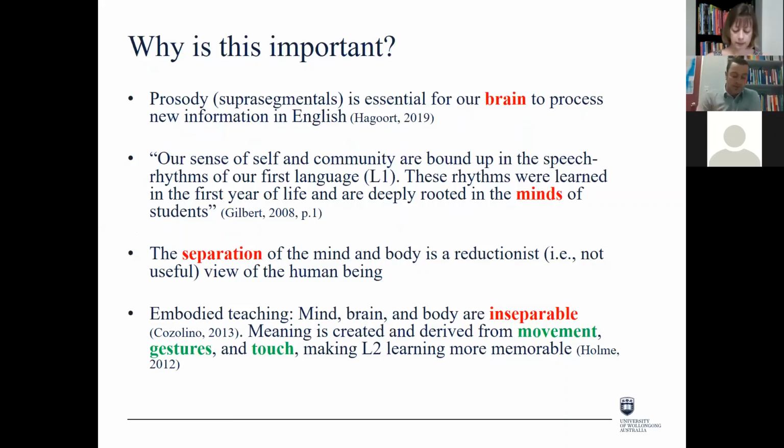Why is this important? Well, there's a number of factors that we can discuss. For one, prosody or suprasegmentals, that includes intonation, rhythm, stress. So these suprasegmental features are really important for our brain to process new information in English. That's because we use stress, prominence or sentence stress to communicate meaning in English in conjunction with intonation. And so for our brain to process, prosody is absolutely important, meaning pronunciation is critical.